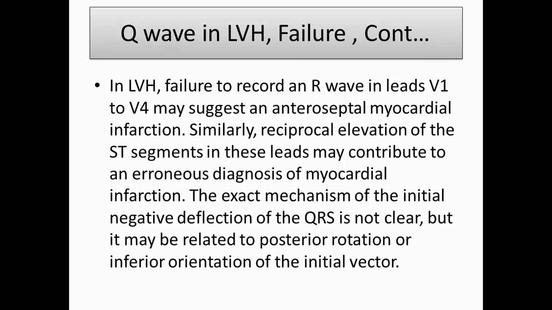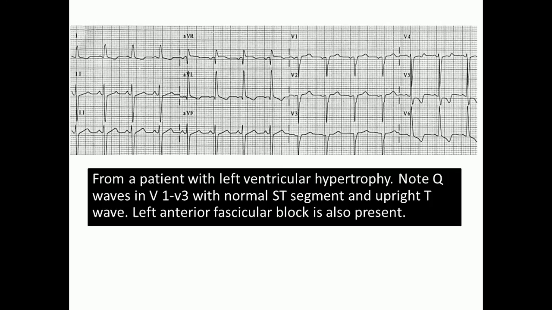In left ventricular hypertrophy, you should remember that there can be failure to record R wave in leads V1 to V4, which suggests anteroseptal myocardial infarction. Similarly, I told you before that any change in the depolarization vectors also changes the repolarization vectors, because the depolarization R wave vector is in the same direction as the repolarization vector of the ST segment or T wave segments. Due to that, we should not mistake pressure or volume overload of the left ventricle for myocardial infarction. As you see here, during left ventricular hypertrophy, we have QS in leads V1, V2 and V3 and also some tall R wave in V6.